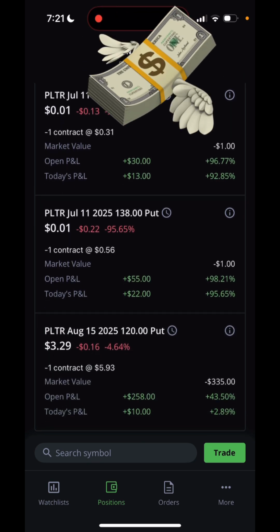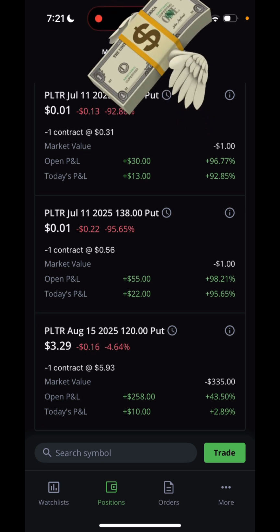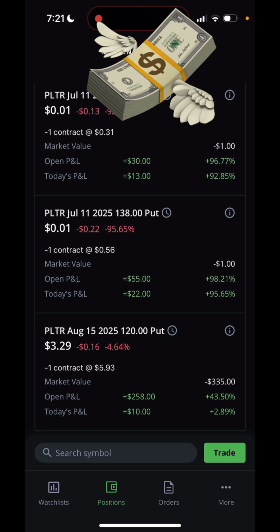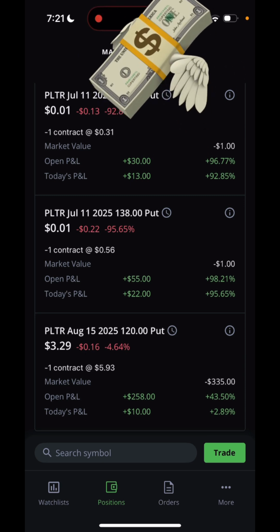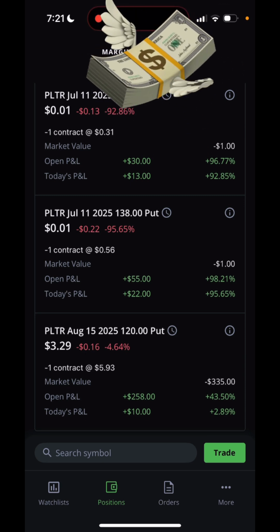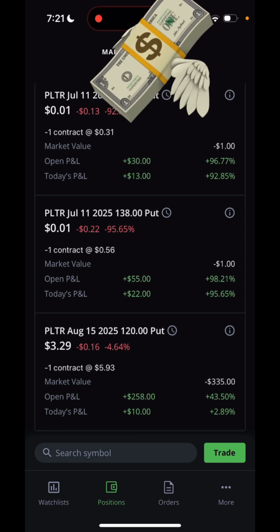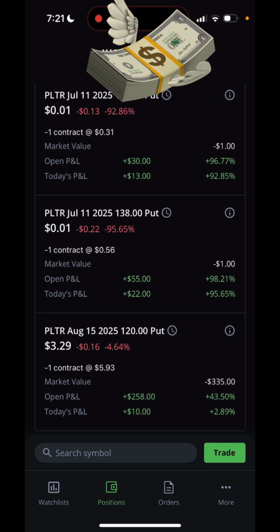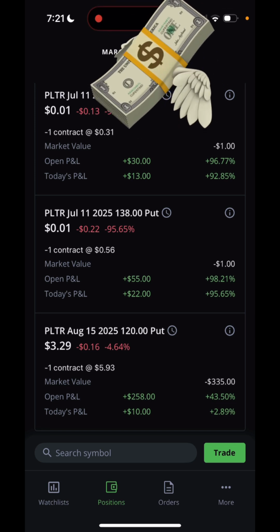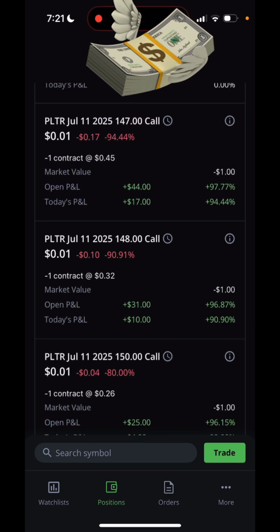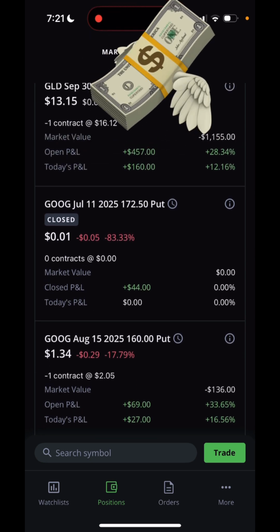And lastly, we have the longer dated 120 short put for Palantir, and we are up 43.5%. I think we could probably start to think about closing it soon. There still is a lot of time left, and we're up close to 50%, so it's reasonable to consider closing that out. But we'll keep watching. Next week I'll open up some new positions on Monday and let those ride for the week. But this is what we're working with here.